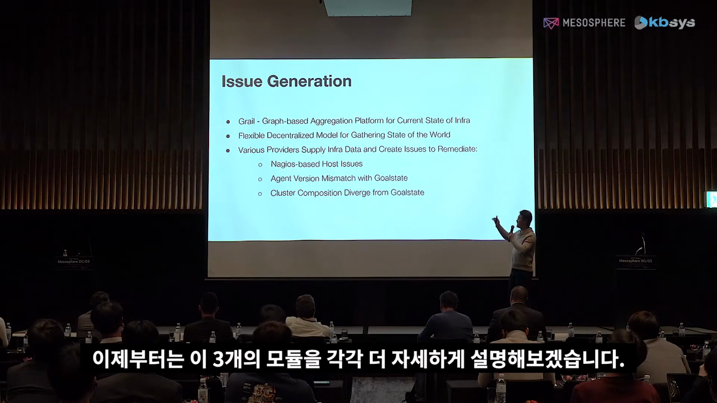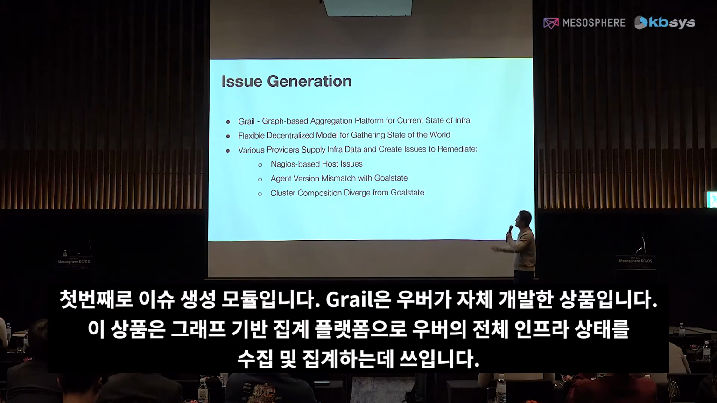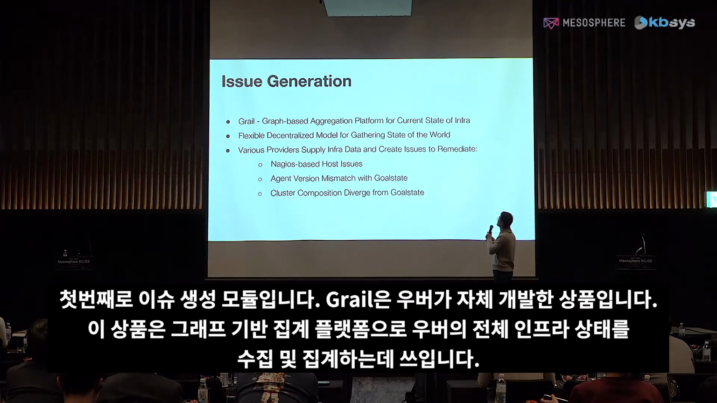Okay, I'm going to talk about those 3 major modules individually a little bit. So the first one is the issue generation module. Inside Uber, we have an in-house product called Grill. This product is a graph-based aggregation platform for collecting and aggregating the current state of the entire Uber infrastructure.